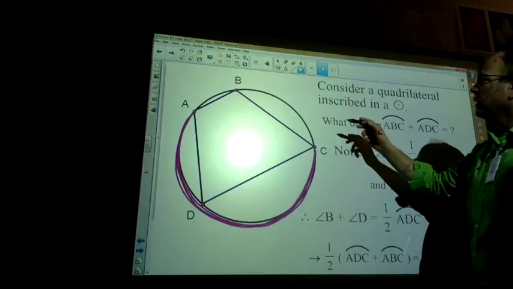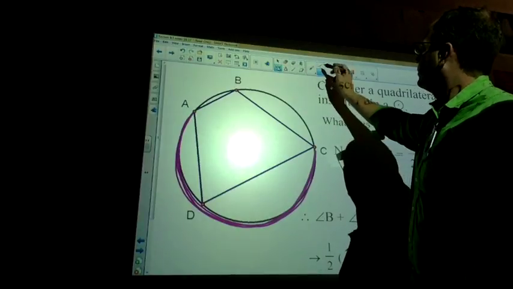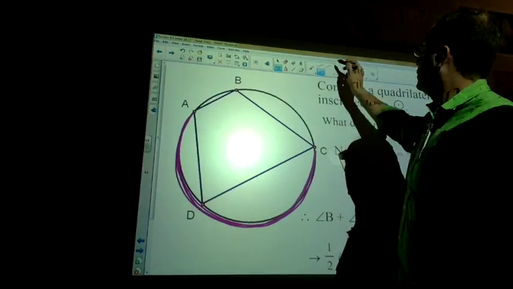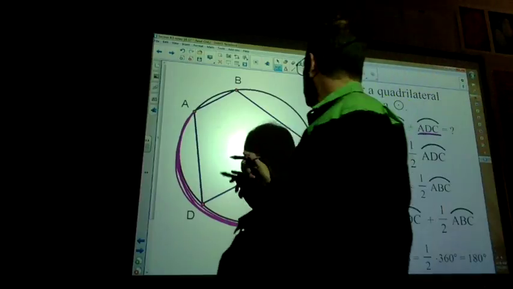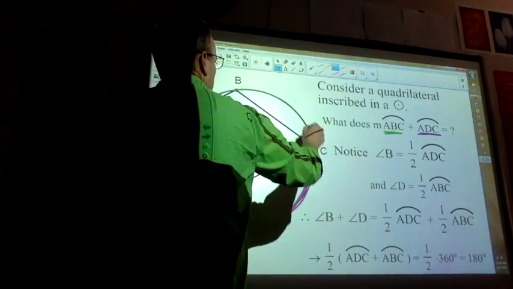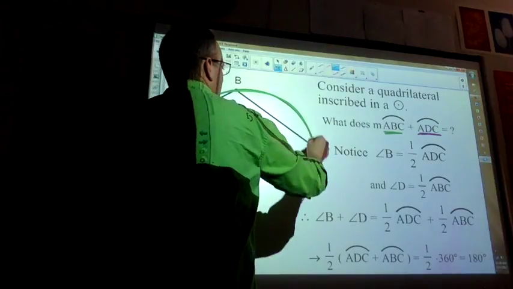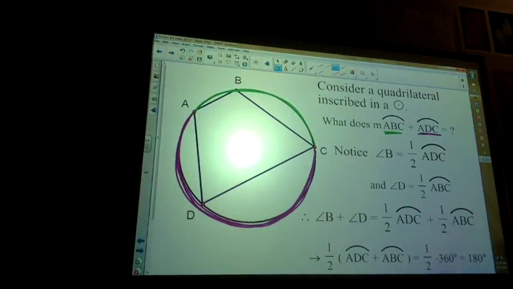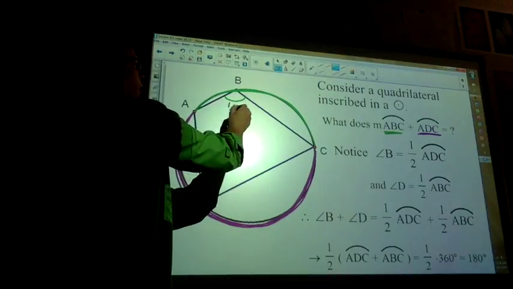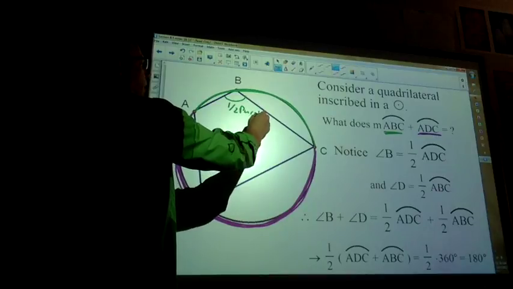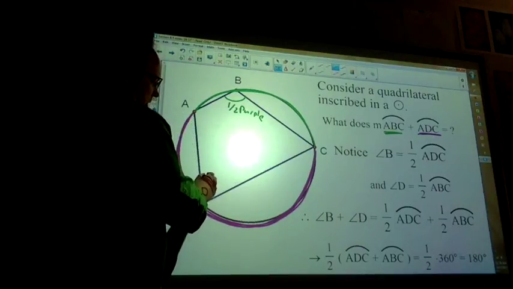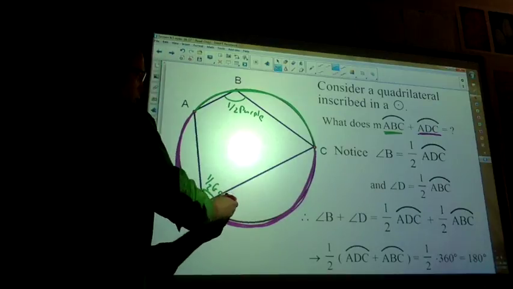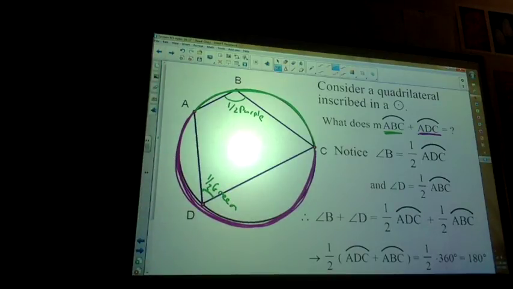So that was purple, right? Let's do this one in green. ABC. So if I add those two arcs together, I get 360. So this angle here would be half the purple, and this angle here would be half the green. So what would half the purple plus half the green have to add up to? 180. Look at that.